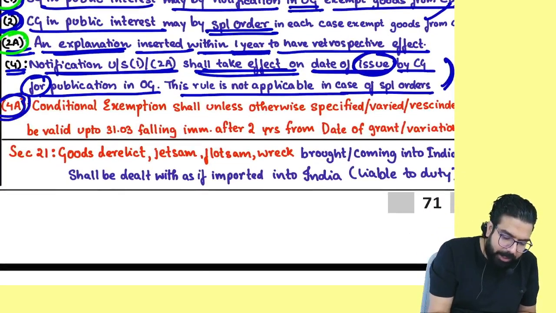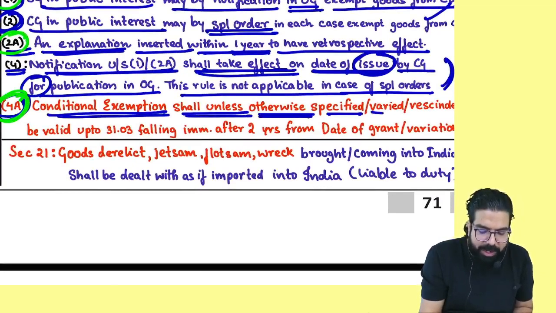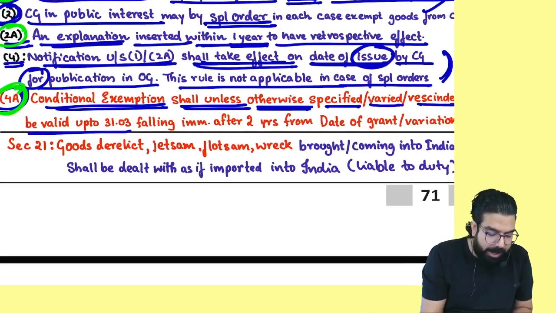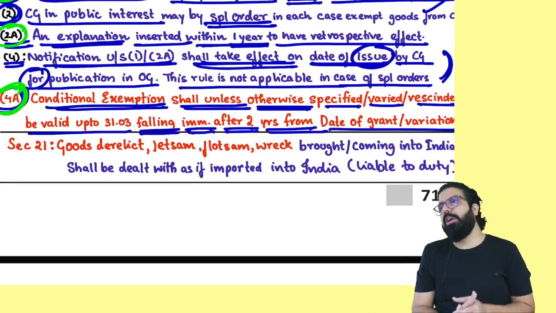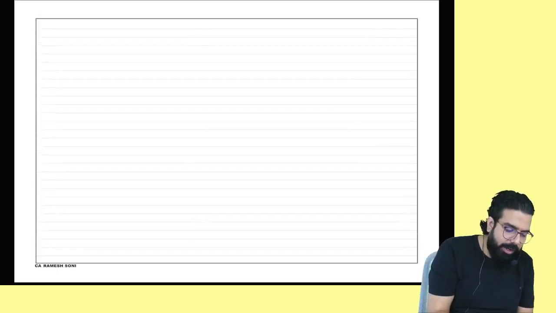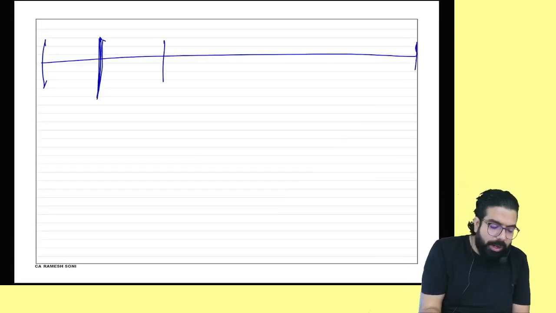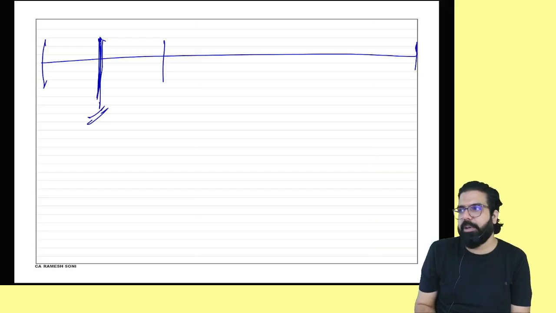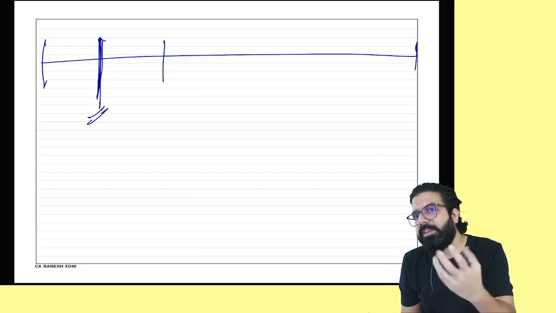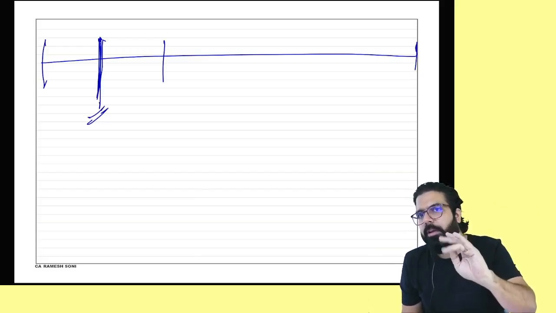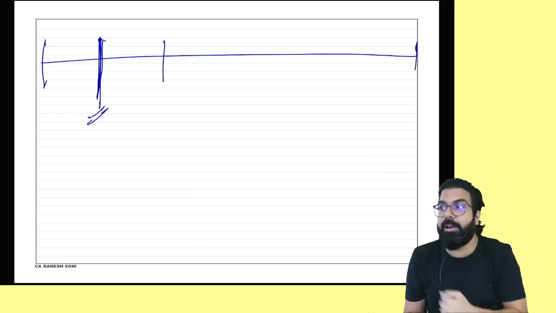The next is something which I like: conditional exemption. Remember, conditional exemption shall, unless otherwise specified, varied or rescinded, be valid up to 31st March falling immediately after 2 years from the date of grant. Everyone over here, for example, the government went ahead and granted one exemption. This exemption was a conditional exemption, and the government did not say when it will cease to exist. Means the government did not tell when the exemption will no more be available. So this exemption will be available for how many years?